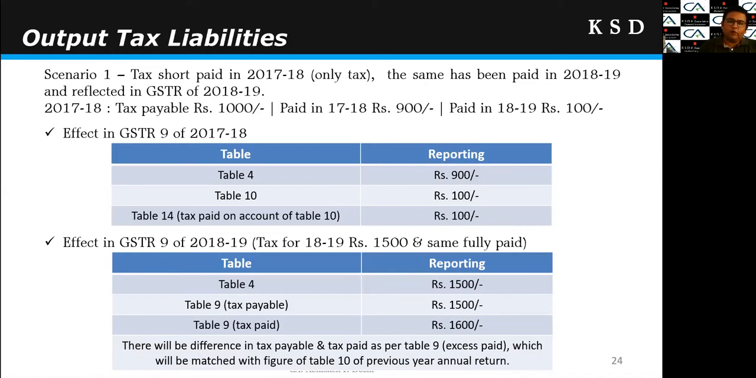Now for 2018-19, say for example, there are tax liabilities of rupees 1500. So in table 4, we will reflect 1500 only. Even though in GSTR 3B I have paid 1600, in table 4 I will reflect only 1500. In table 9, the tax payable column will be 1500 only, because my liability in table 4 is 1500.